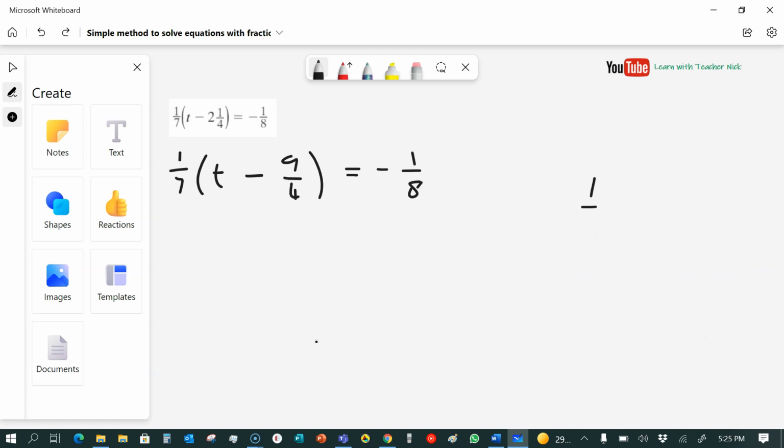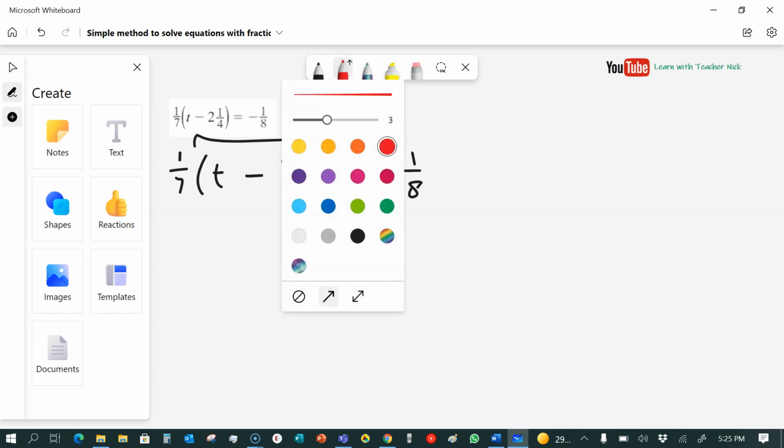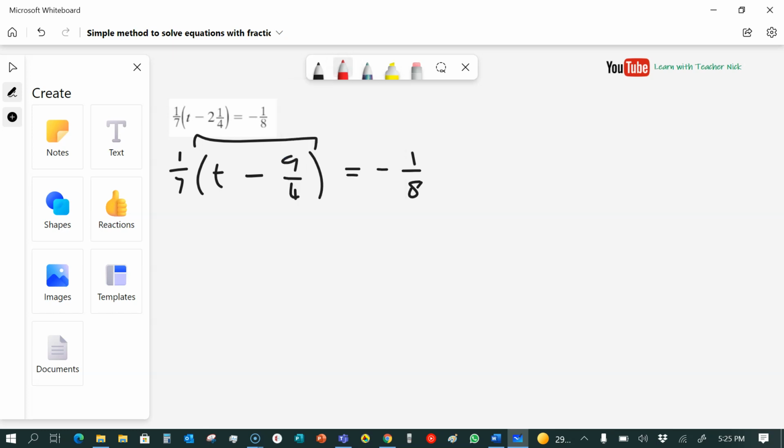So I'm going to take all of this off. Now I'm going to multiply. Remember, this is one term. So I'm going to multiply this term by 7. This is mathematically correct. I'm going to change this now to that. So if I multiply this side by 7 and also multiply this side by 7, what's going to happen here? The 7 will take out this fraction. So that means on the left hand side I'm left with what? T minus 9 over 4 equal to.